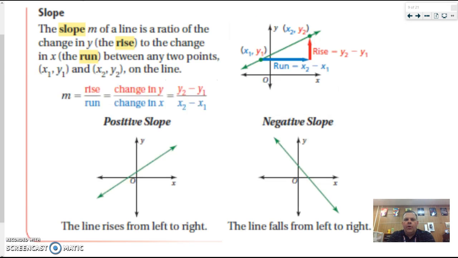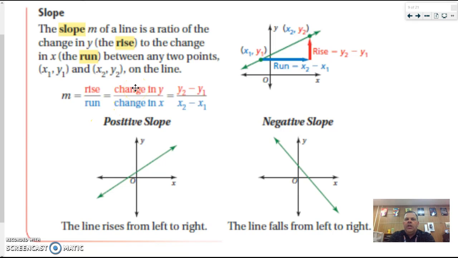Yesterday in our lessons with the computers, we determined the slope of lines. Slope is labeled m and is a ratio of the change in y, the rise, to the change in x, the run, between any 2 points x1, y1, and x2, y2. Again, we can find the slope by taking the rise over the run.